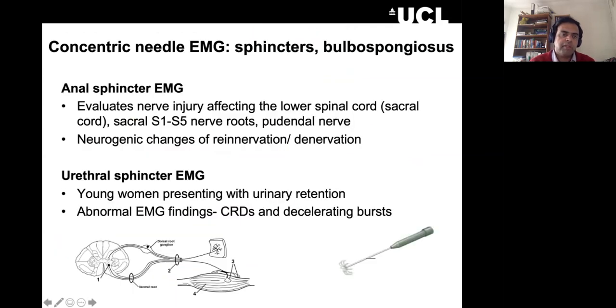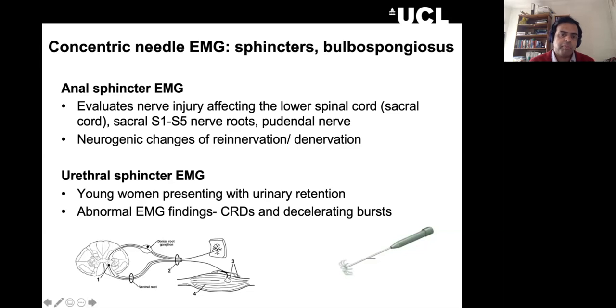So some of you are familiar with EMG of the pelvic floor. The key bit is that a sphincter EMG will never give you a period of electrical silence. Hence, if you're looking for spontaneous activity, you must do an EMG of the bulbospongiosus muscle. The anal sphincter EMG in particular is helpful to evaluate nerve root injury, so pudendal nerve or root injury, such as the sacral nerve roots, or any injury to the conus medullaris where the Onuf's nucleus is damaged.